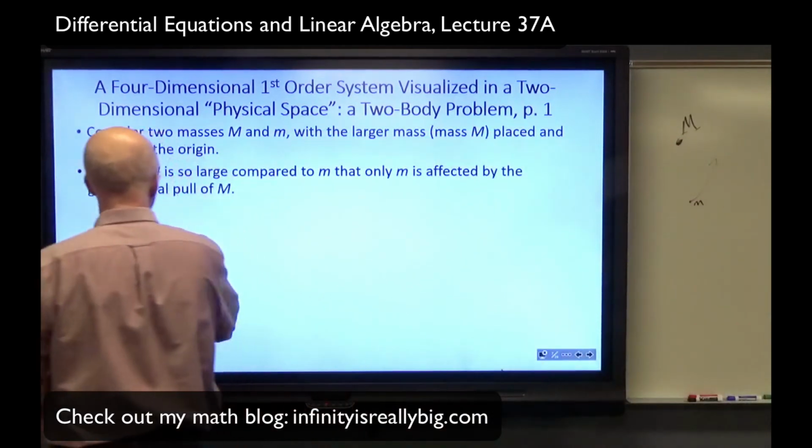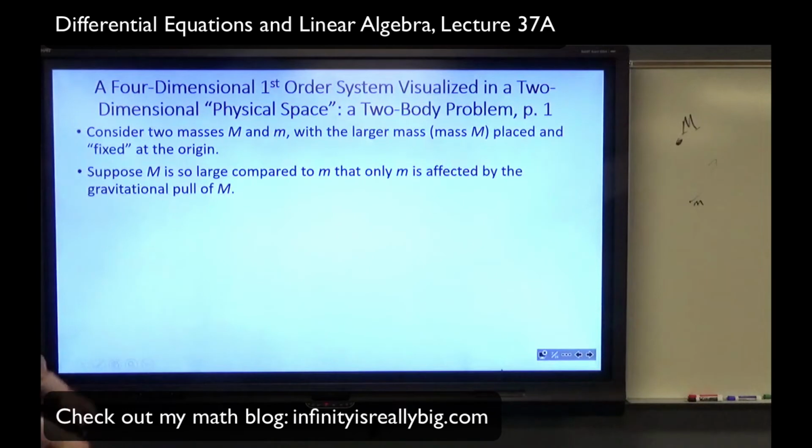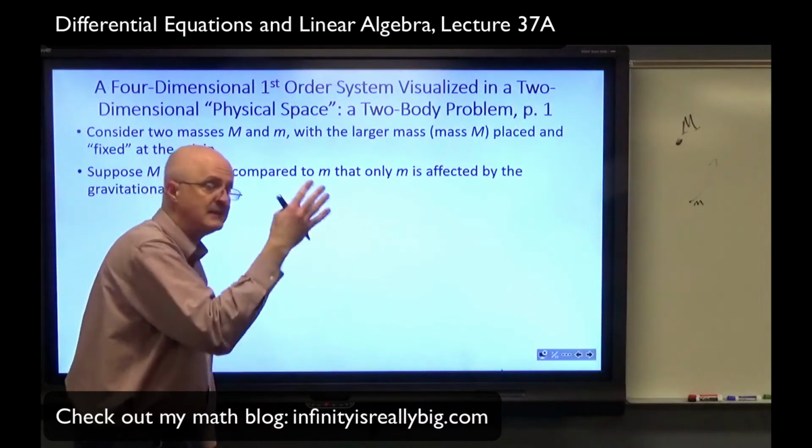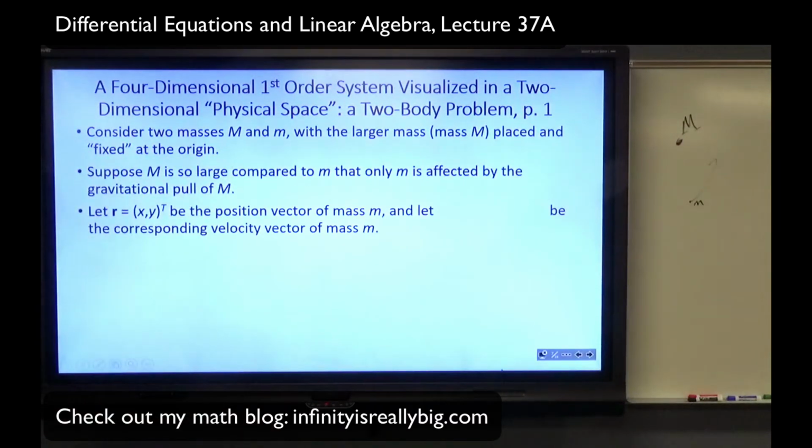Suppose capital M is so large compared to little m that only little m is affected by the gravitational pull of big M. Capital M is going to stay fixed where it is, and might as well take that to be the origin. We're going to let r be (x, y) transpose, a vector that technically I would want to think of as a column vector. That's why I'm putting the transpose there. Don't have to think of it that way, but it's sort of best for us.